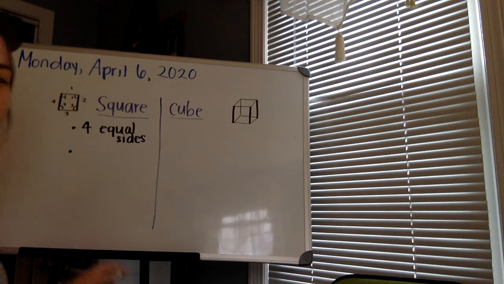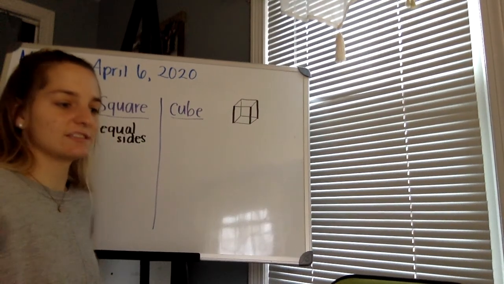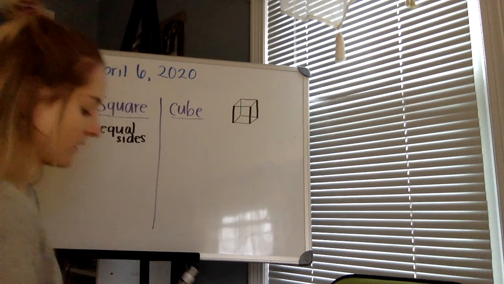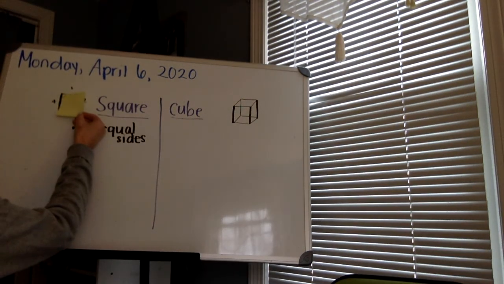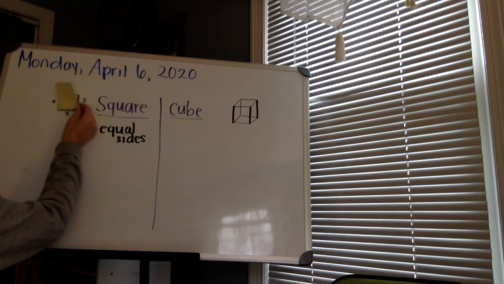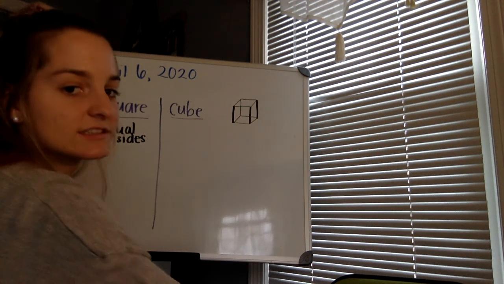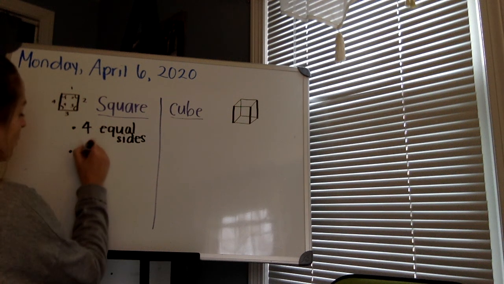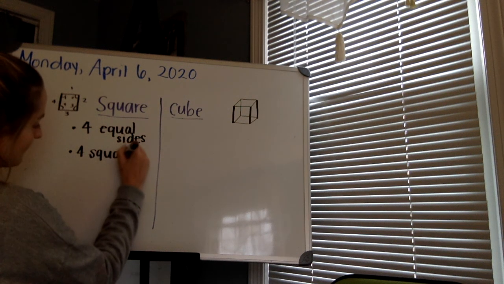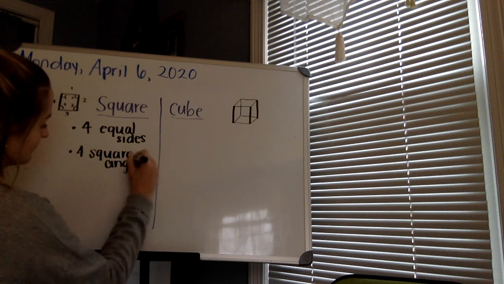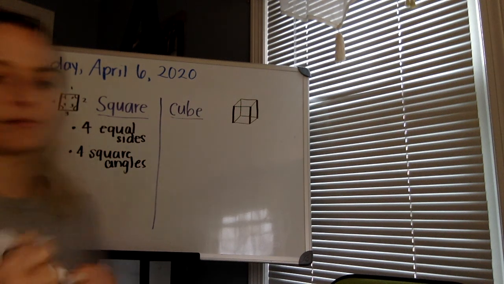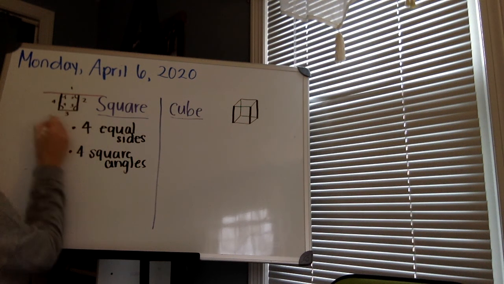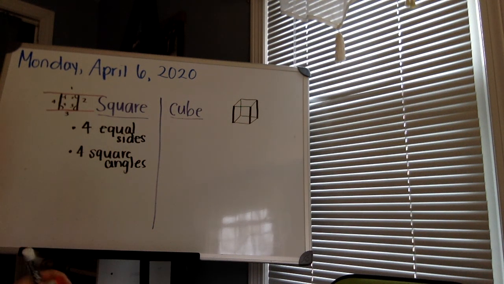And there's something very, very special about these angles. Think to yourself, if you remember about these angles, remember squares have square angles. So when you hold a piece of paper to their corners, it's the perfect shape of an L. Okay, so they have 4 square angles. And we also know that squares have 2 pairs of parallel lines.